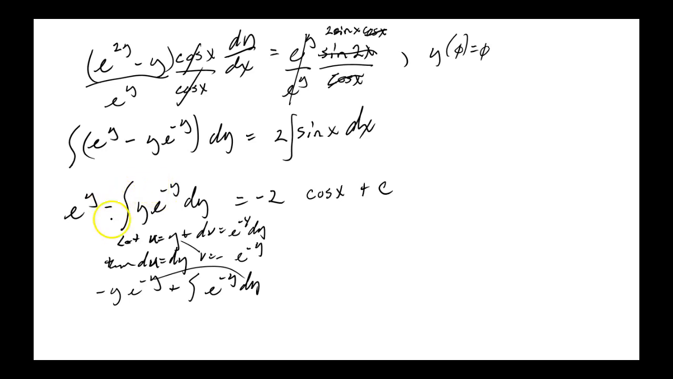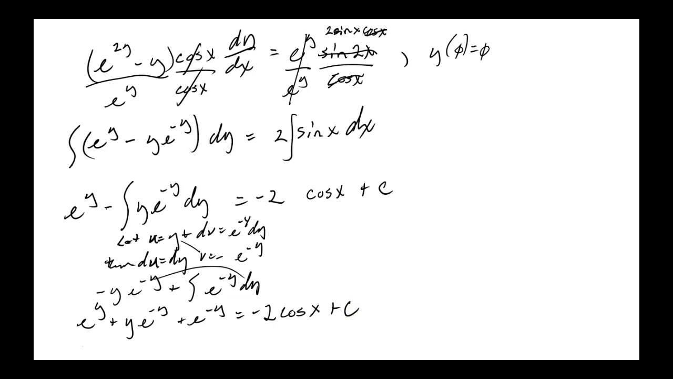Okay, and there's a minus out in front of all this, so that's going to change both signs. But anyway, you get e to the y minus a minus is plus y e to the minus y. Okay, and then when you integrate this, it's minus a plus, which is a minus, but when you integrate that, you get plus e to the minus y. Okay? Is equal to minus 2 cosine x plus c.